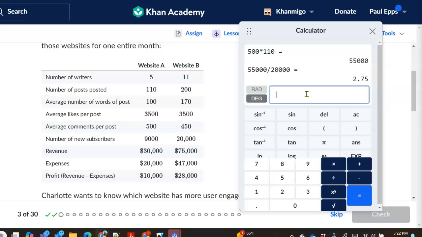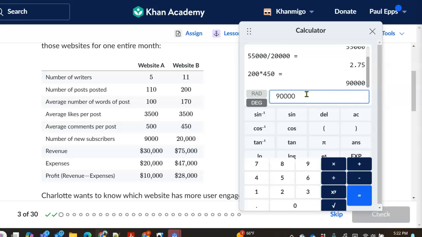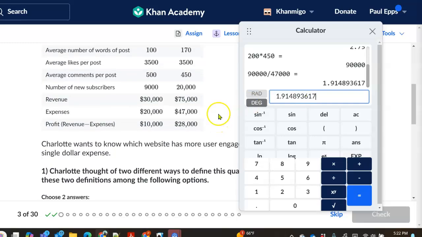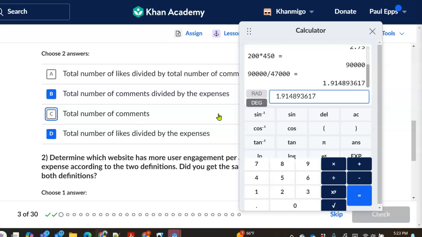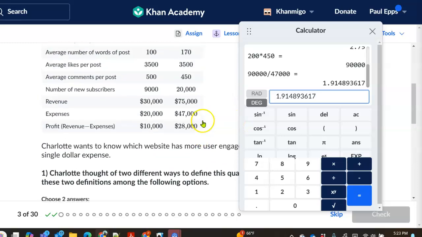So this one has 200 posts, 450 comments per post, and expenses of 47,000. Nah, that's not good. See, website A is gonna win that one. Okay. What was the other one? Total number of likes divided by expenses.